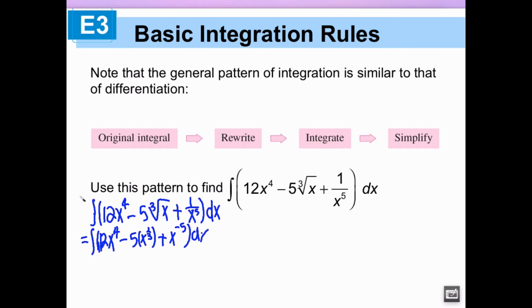Okay, so she started with the original integral, she rewrote it into simplistic terms. So 12x to the 4th is going to change. The cubic root of x is x to the 1/3 power. I think that's what you said, right? Yeah. Okay, and then 1/x to the 5th is x to the negative 5th.